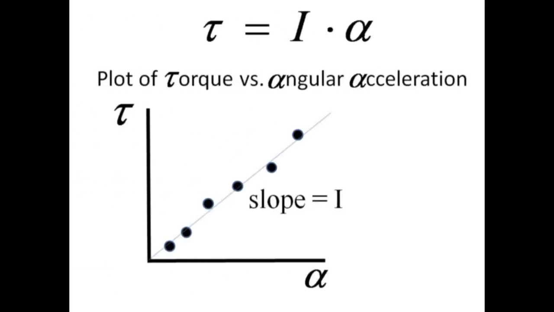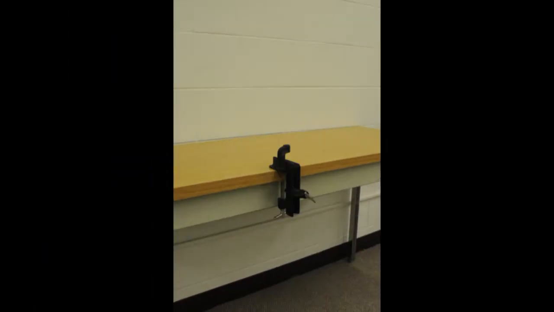Since angular acceleration is proportional to the torque, a graph of torque tau versus angular acceleration alpha should be a straight line, with a slope given by the moment of inertia of the rotating object. In this lab, the rotating object is just a wheelbarrow wheel. The apparatus may be assembled as follows.